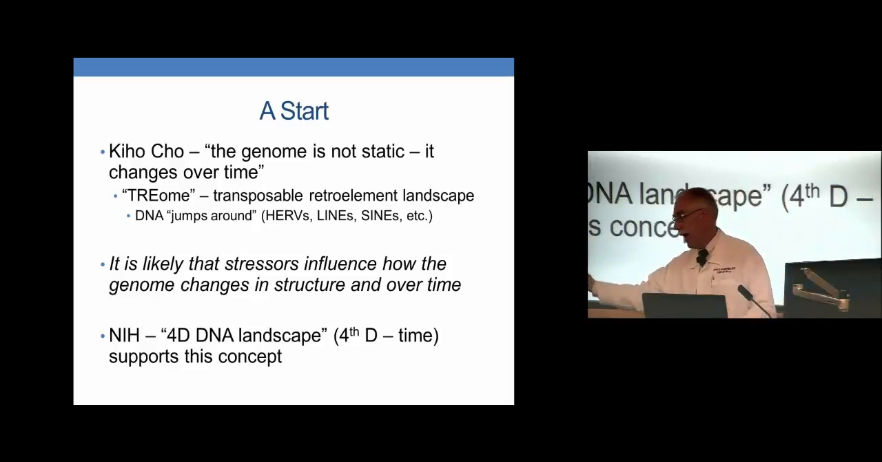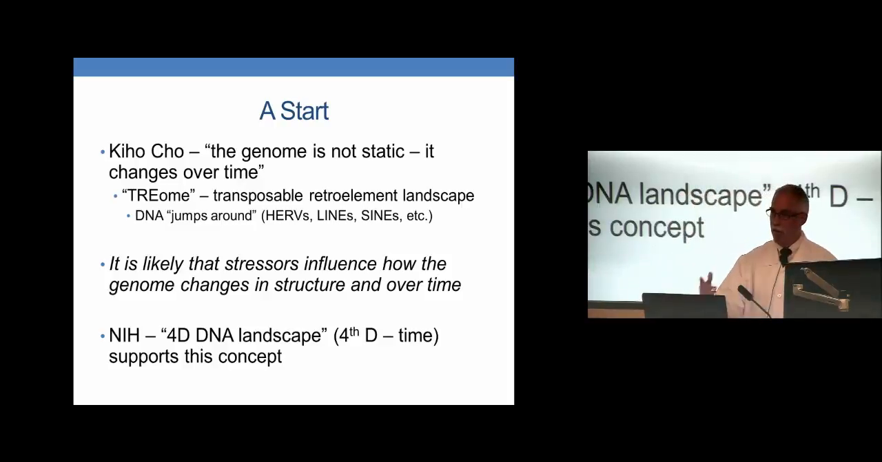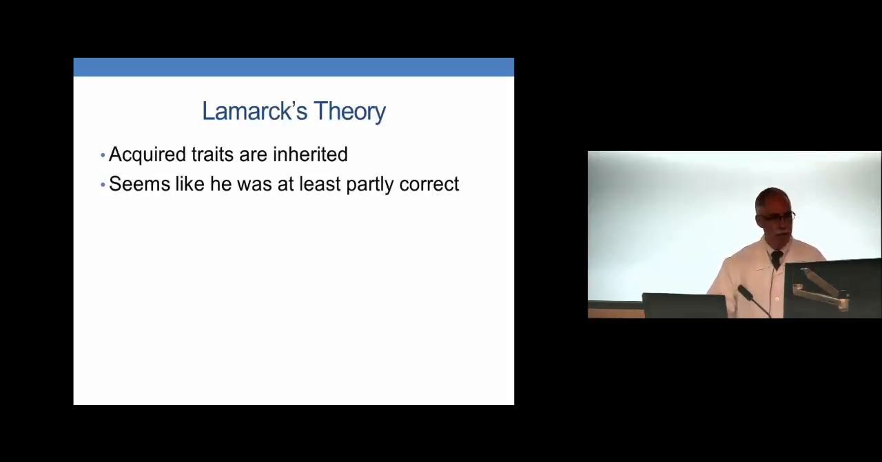And that's also why you get a cancer in the future. That's because there's DNA that changes over time. So it is likely that stressors influence how the genome changes in structure over time. As a matter of fact, we saw recently an NIH grant proposal that proposed the 4D DNA landscape. The 4D, it's got the primary structure, secondary structure, the 3D structure, and the fourth dimension is time, so it changes over time. So that's kind of one of the theories, that your DNA changes over time.